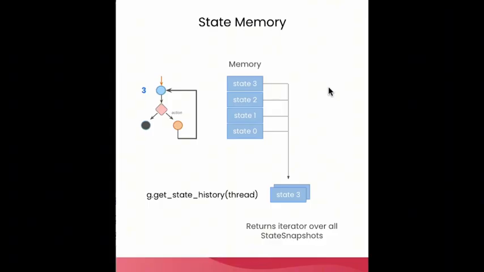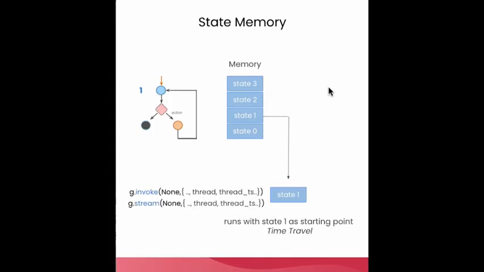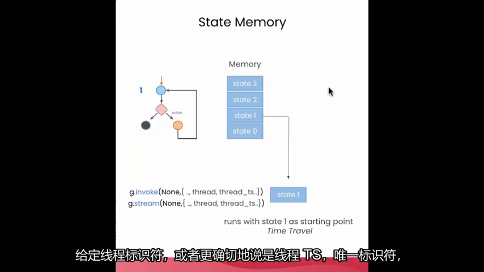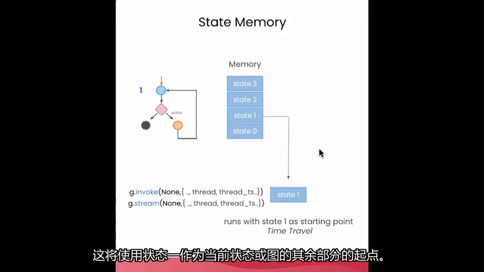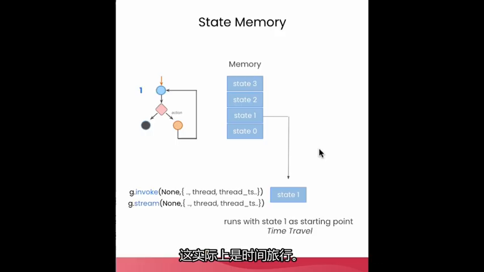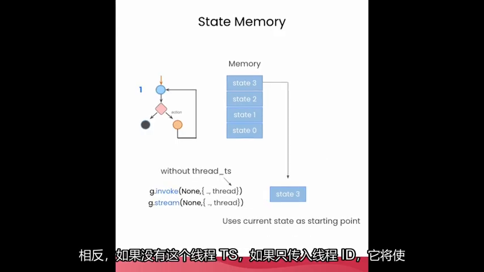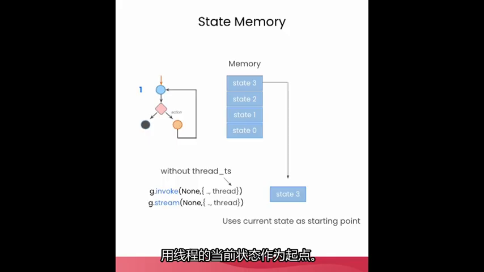What can you do with that? Well, here's an example. Given the thread identifier, or rather that thread TS, the unique identifier, you could, for example, access that first state, state 1, and use that in an invoke command. That'll use state 1 as the current state, or the starting point, for the rest of the graph. This is effectively time travel. Conversely, without that thread TS, if you just pass in the thread ID, it will use the current state of the thread as the starting point.